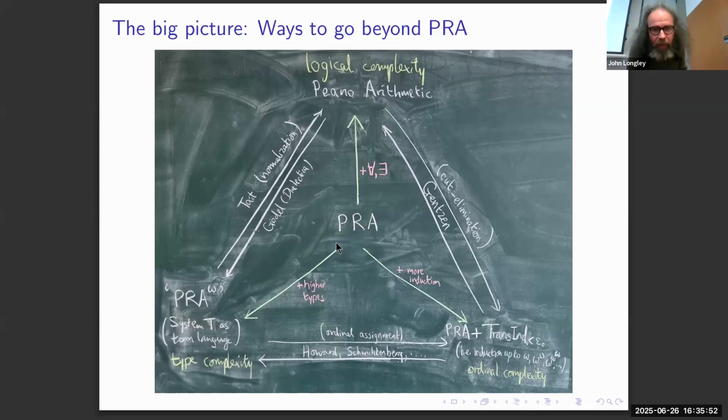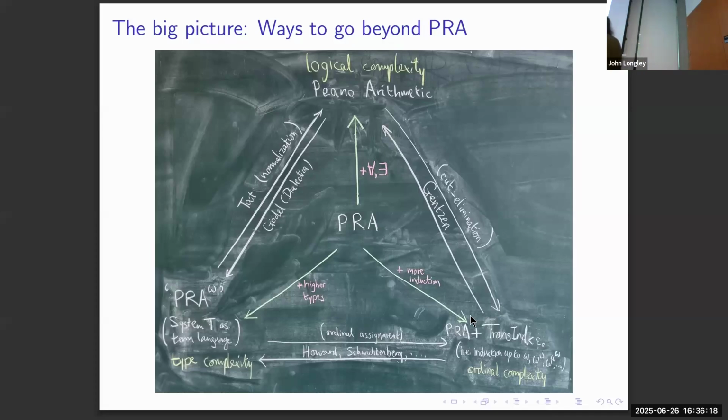So we can increase the type complexity, or we can stick with just the plain natural numbers, still not add any quantifiers, but add more induction power. So rather than just ordinary induction on the natural numbers, we can represent certain transfinite ordinals as natural numbers, and we can add a rule that lets you do induction up to certain ordinals.